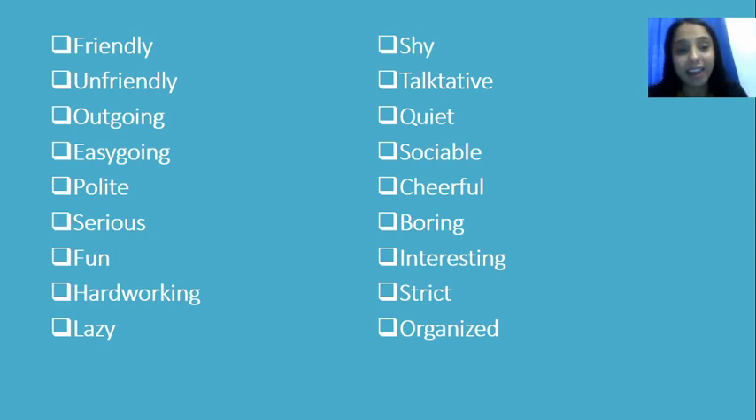Friendly es amigable. Unfriendly is the opposite of that, es decir, alguien desagradable. Outgoing is like an active person, es una persona activa, sociable, extrovertida. And easygoing is kind of the opposite, es una persona más tranquila, más relajada, más introvertida, easygoing. Polite means amable in Spanish.